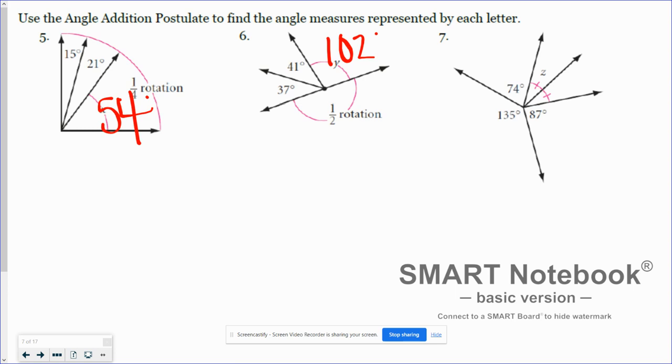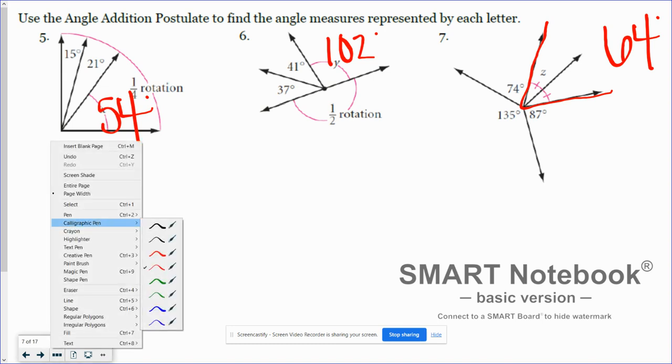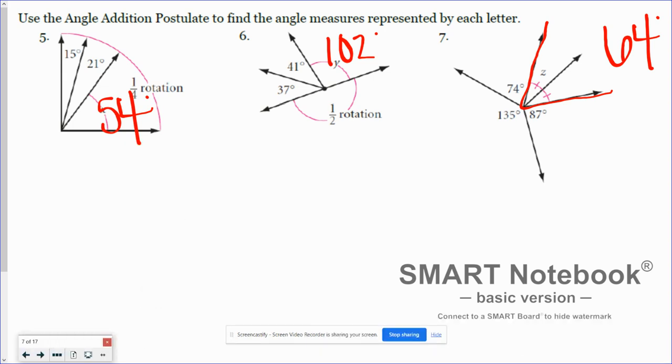And in number 7, we're going all the way around. That's 360 degrees. So I need to subtract the given angles from 360 degrees. And when I do that, I get 64. So this angle right here is 64 degrees. Notice that I don't want that whole big angle. I actually want half of that angle because it's made up of two congruent angles. So that means angle Z is 32 degrees.